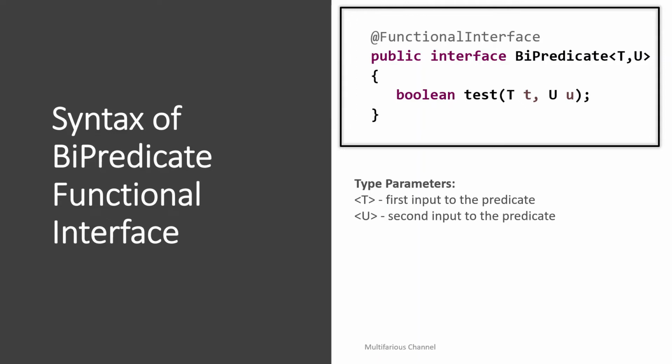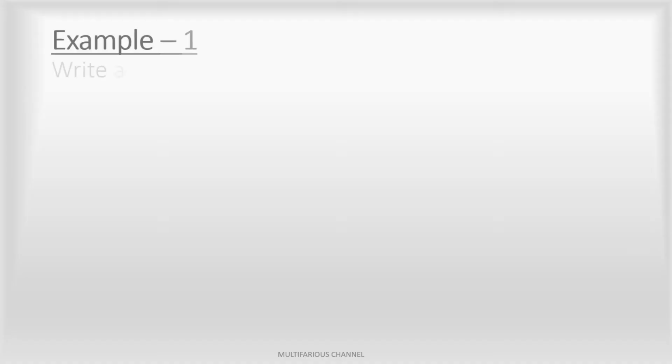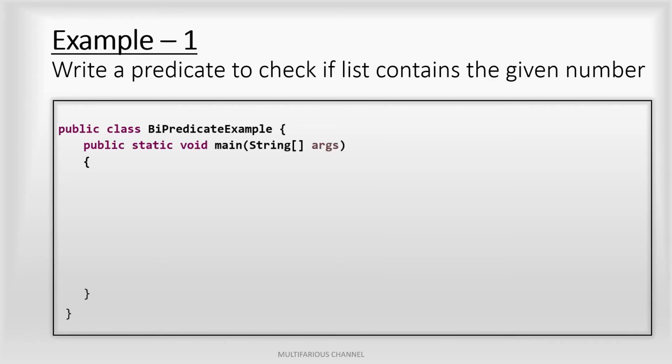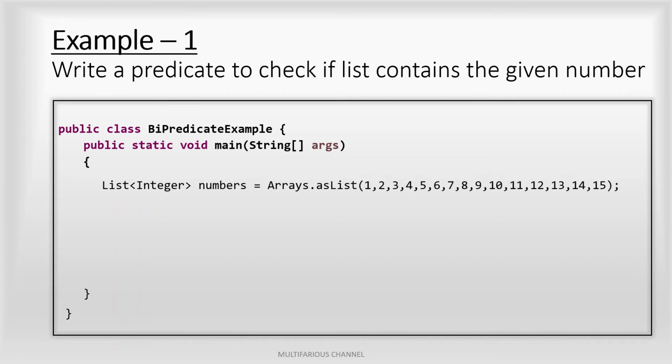Let's see some examples to understand the BiPredicate functional interface in detail. So suppose I am given a task to write a predicate which will check whether the given number is present in the given list or not. So let's try to implement this solution. Here I have a class BiPredicateExample which has a main method in it. Let's assume I have a list of numbers which contains some integers. Here I will write a predicate that will tell me whether the given list contains the given number or not.